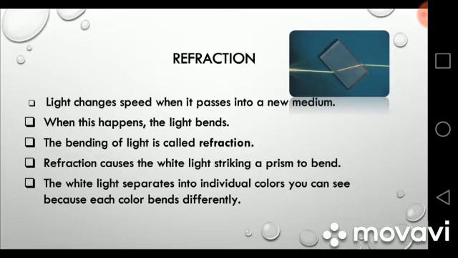You can see in this picture the light is passing through a glass piece and it is bending a little bit. Why? Because it changes its speed. Refraction causes the white light striking a prism to bend. The white light separates into individual colors you can see because each color bends differently depending on their wavelengths and depending on their frequencies.